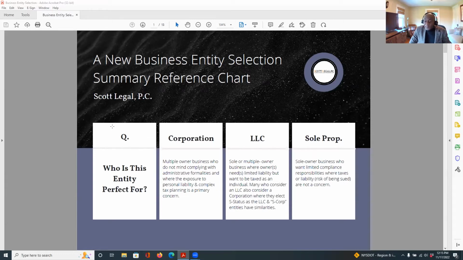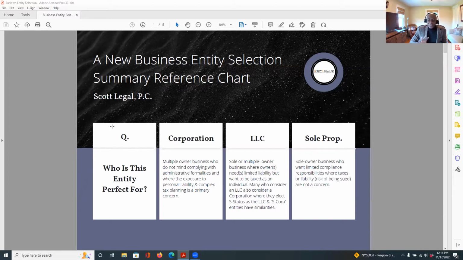For an LLC, it can be an individual, can be multiple owners as well. And we're going to get into some of the other kind of reasons why an LLC can pop up as a good entity. We mentioned in this area S corporation, and we're going to talk about that in a little bit.